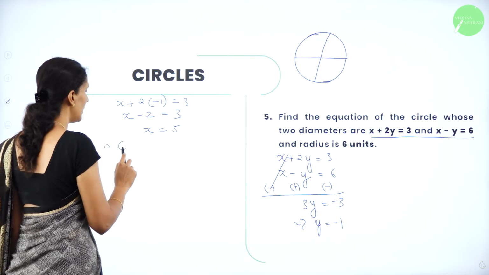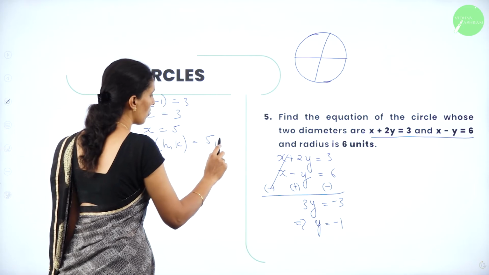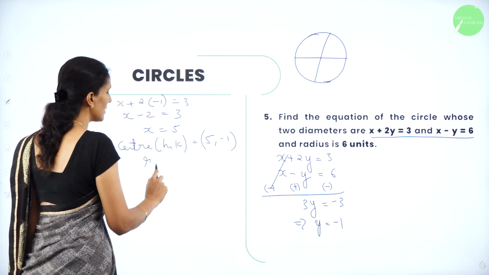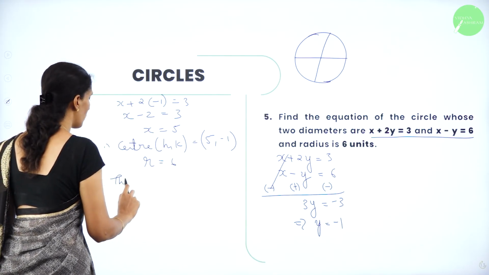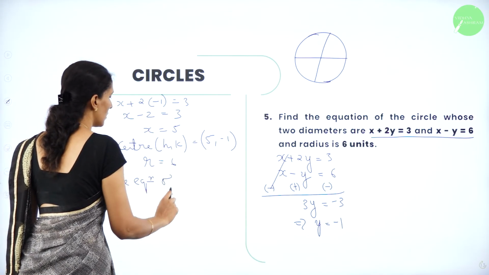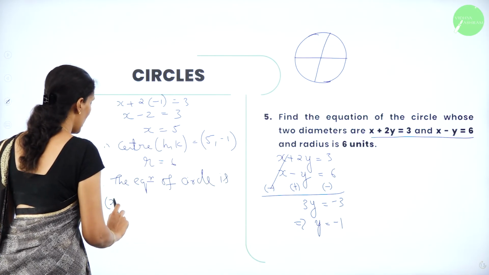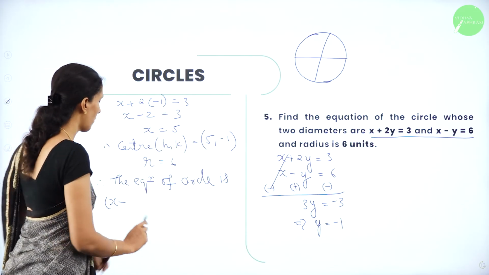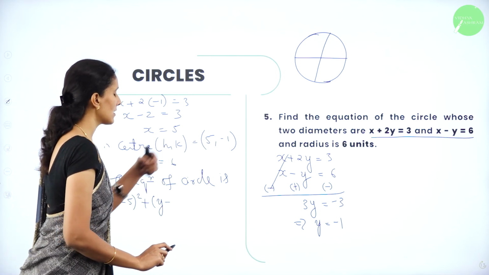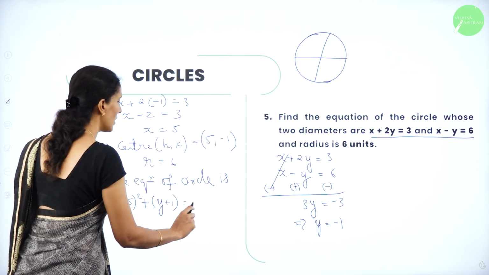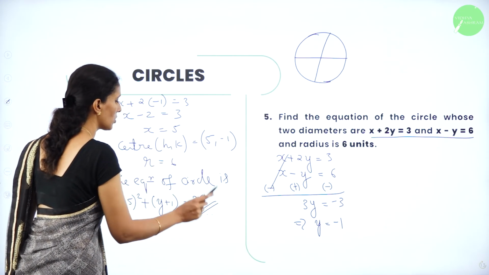So therefore the center, you can say h comma k, is 5 comma minus 1 and the radius is given, that is equal to 6 units. So therefore the equation of the circle here is x minus h, which is 5, whole square plus y minus k, it is minus 1, so it becomes plus 1, is equal to r square, which is 6 square, 36. So this is the equation of the circle.